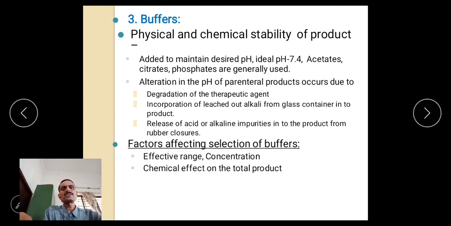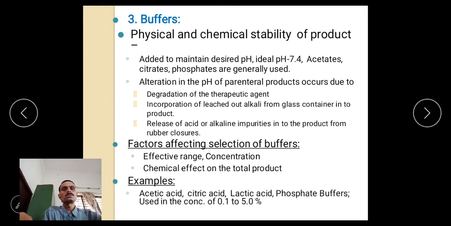So what are the factors affecting the selection of buffers? They should have an effective range, a buffer capacity, that is a concentration range, and we must consider the chemical effect on the total product. Buffers are nothing but chemicals; when you add them into the product, we also have to see what the effect on the product is. Examples are acetic acid buffer, citric acid buffer, lactic acid buffer and phosphate buffers. Widely used are phosphate buffers, in a concentration of 0.1 to 5%.